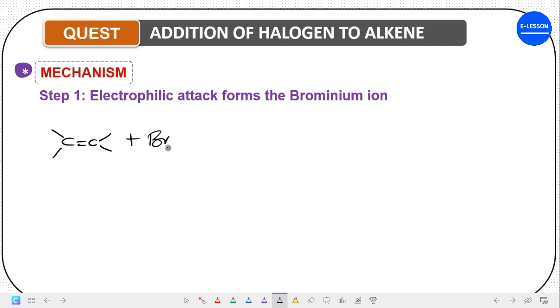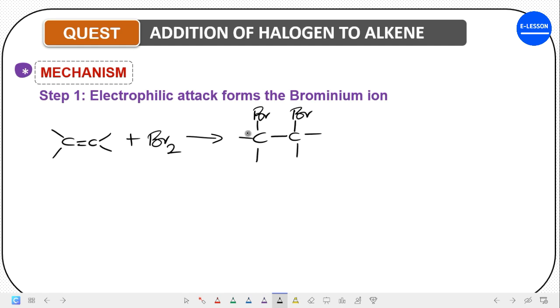React it with a halogen like bromine. What do you think will be the product of the reaction? It's going to give us C, then we have C, the double bond will break, bromine will attack here, another bromine will be here, and then we have the bonds.